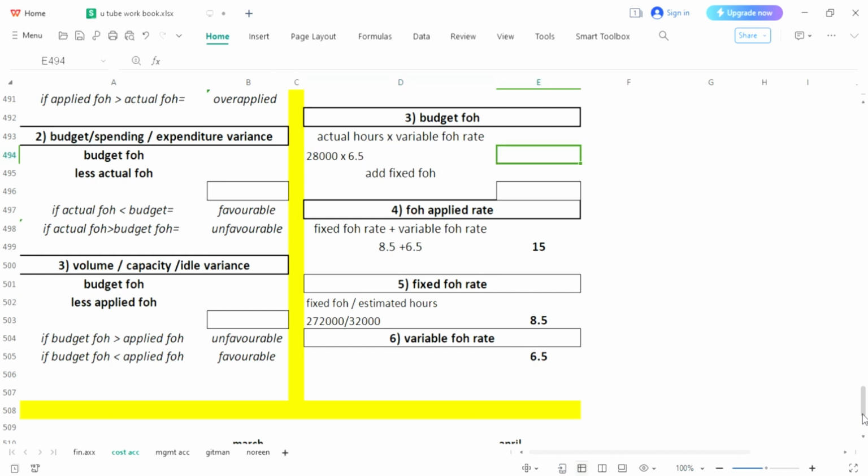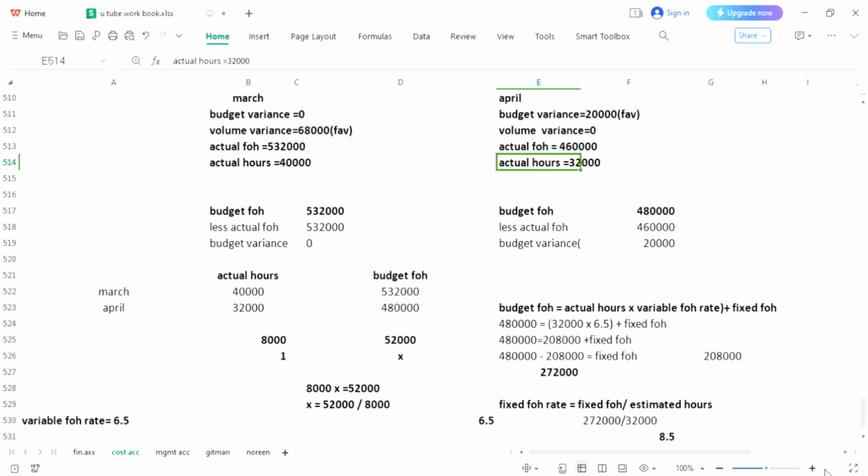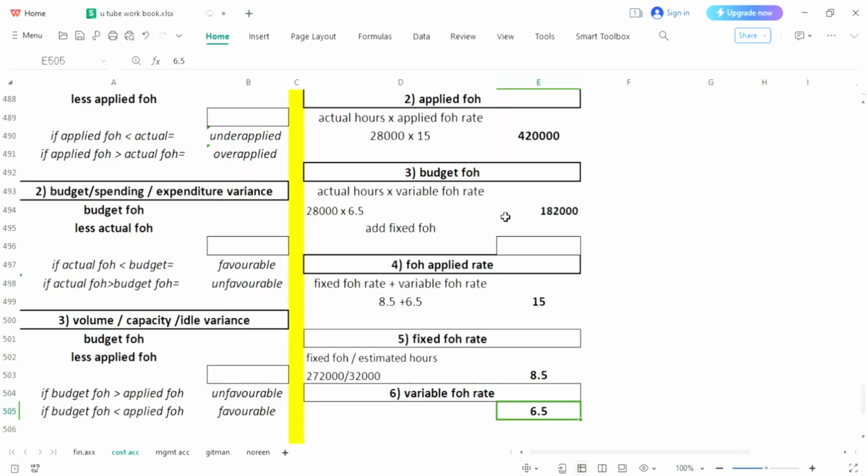You can calculate now 28,000, and it would be multiplied by 6.5. First amount has been arrived, and then we have calculated fixed FH over here. This was your fixed FH, 272,000. So you can add 272,000. By adding both amounts, we will get our budget FH. First amount is 182,000, and then we will add 272,000 fixed FH. So we have got our budget FH as well.